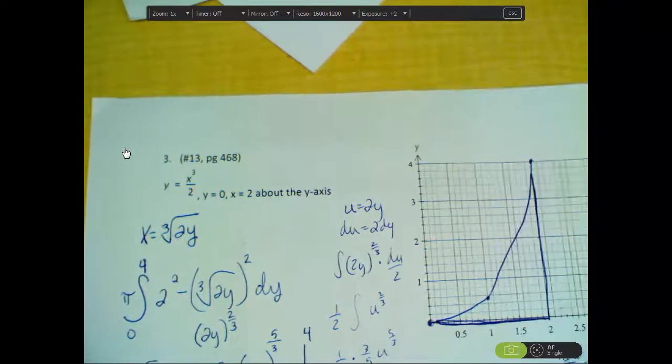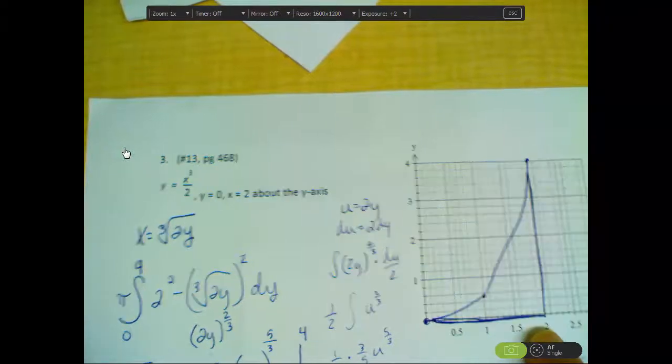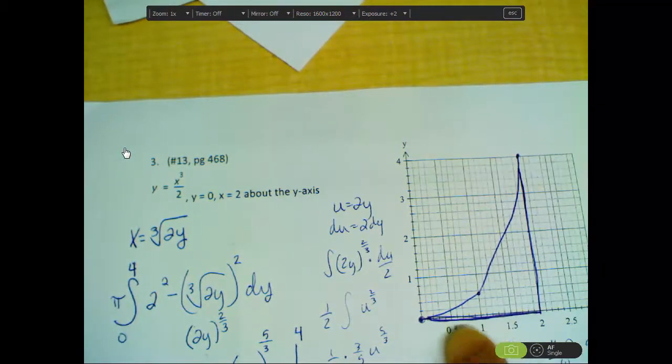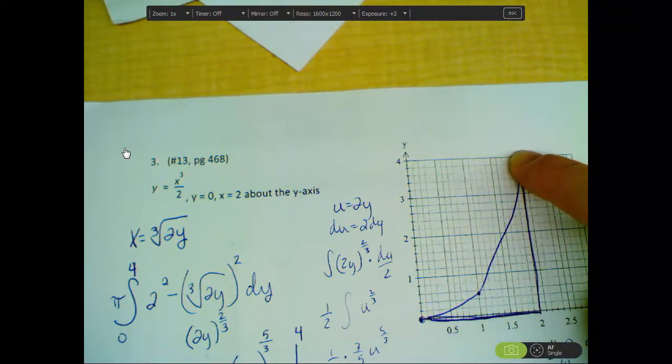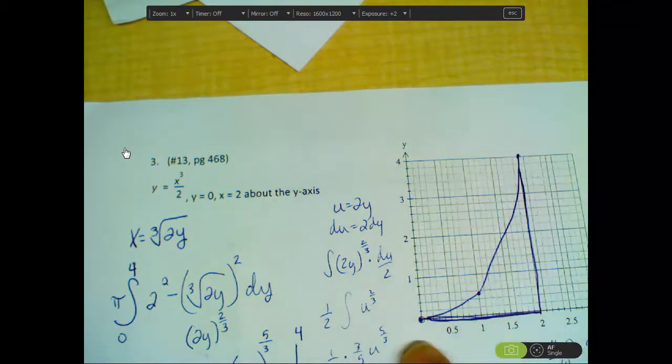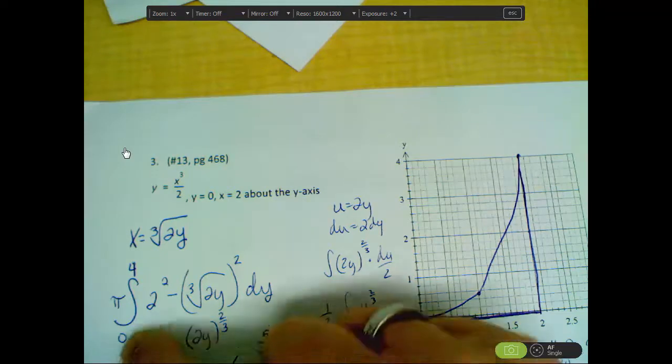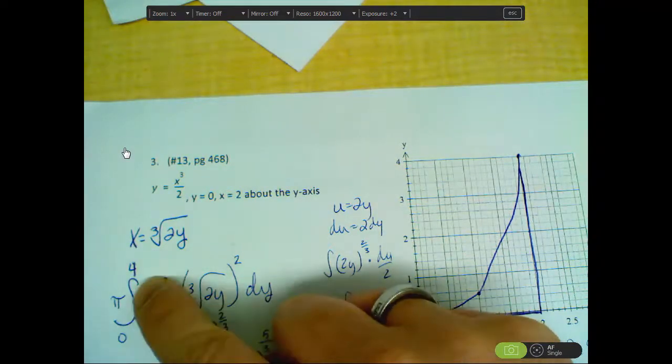So where do the two lines intersect? Well, the line x equals 2 is right here, and the line cubed root of 2y is right here, and when you graph them, they cross at (2, 4). So we're going to integrate from 0 to 4 along the y-axis. Those are our y values.